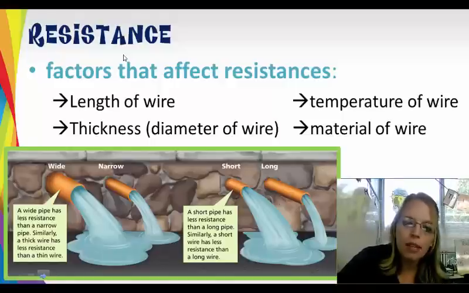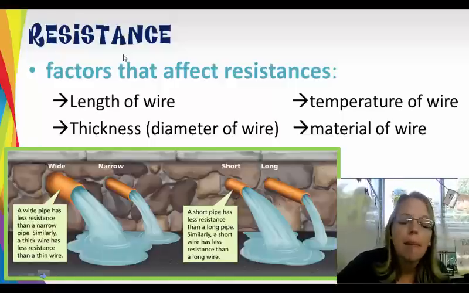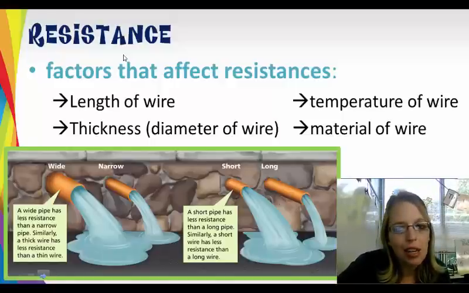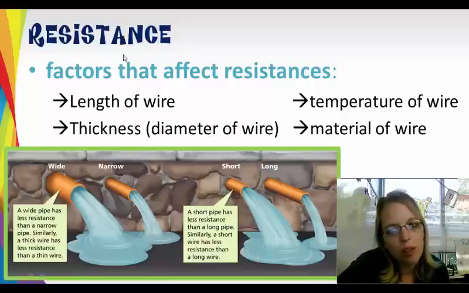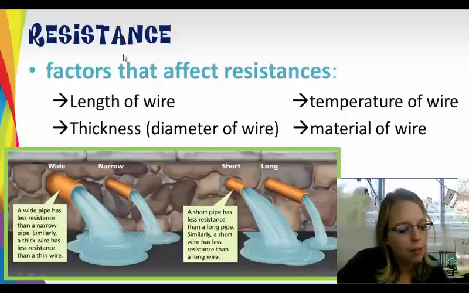The temperature also makes a difference. We don't test this in class, but the temperature does make a difference. The hotter it is, the easier it is for the electrons to flow, because the electrons are already moving. Remember in 6th grade we talked about heat? When things are hot, the electrons are excited, so they're moving already, so it's easier to flow. Finally, the material of the wire. Some materials are better conductors than others. We learned that last time.